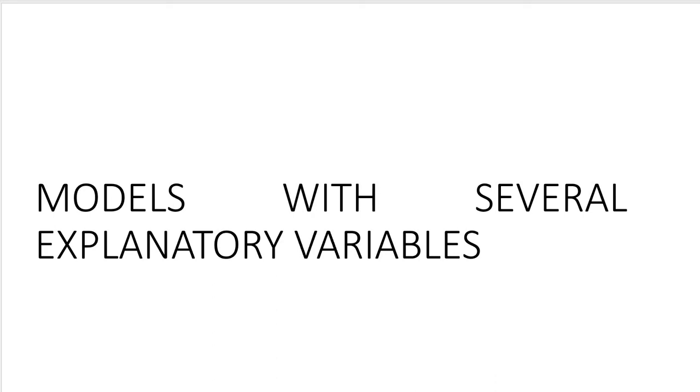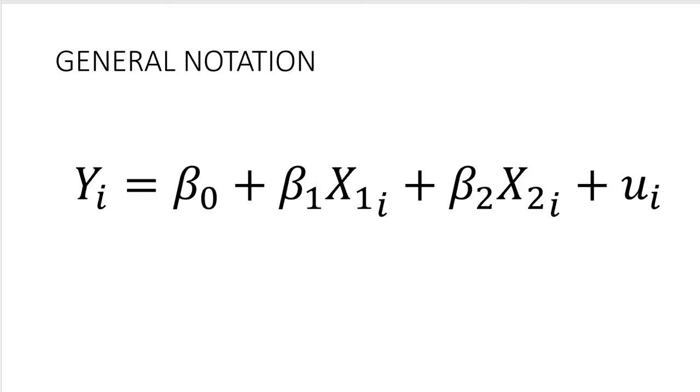Hi, welcome back. So in this video, we discuss regression models with several explanatory variables. So this is some example of the general notation for a regression model with several explanatory variables. As you can see here, we deal with two of them, x1 and x2.